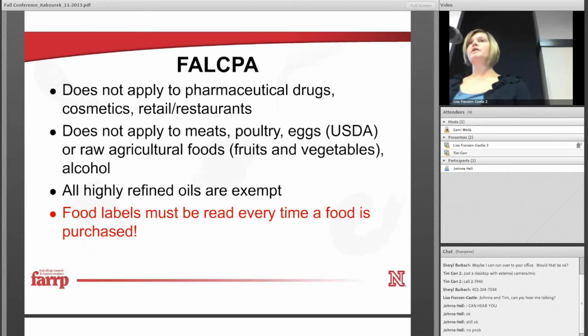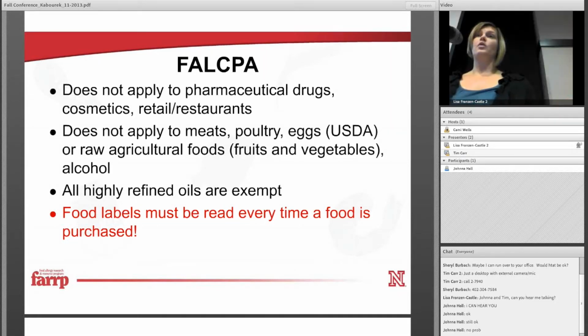Highly refined oils are exempt from FALCPA, which means if the oil is highly refined and comes from a major allergen such as peanut oil, it's highly refined, bleached, deodorized, it's been processed extensively, it is safe for peanut allergic consumers. The same goes with soy oil. However, if you go into Whole Foods and you find a cold-pressed almond oil, the cold-pressing is not enough to pull the protein away. So there's still protein in that oil, and it's not safe for someone allergic to almonds.